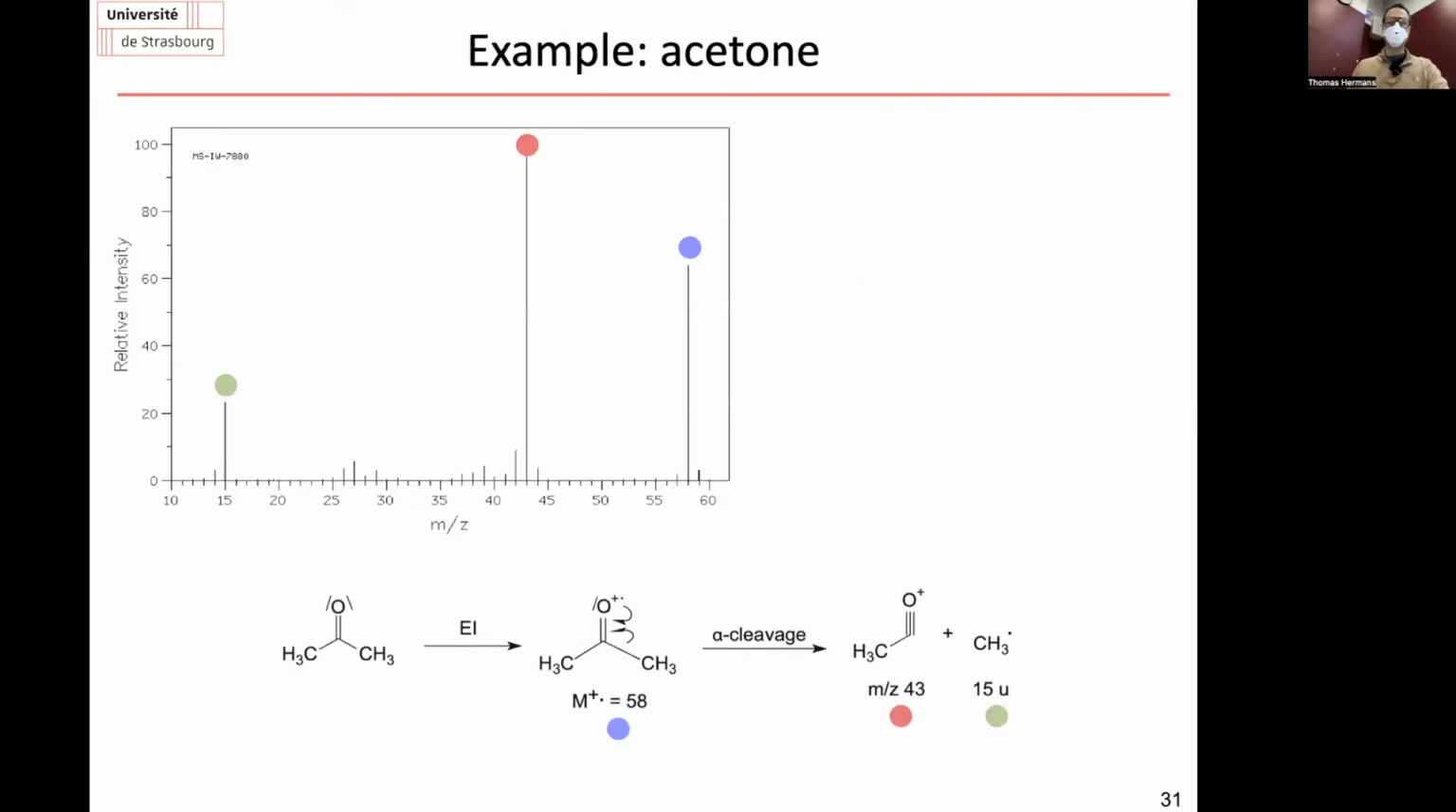Okay, let's look at acetone. Acetone is here, it can get ionized. For example, we kick an electron out of this bond and we will get this alpha cleavage. We make this ion here with mass 43, that's this one, and the CH3 radical, which is here. So this is relatively simple to analyze.